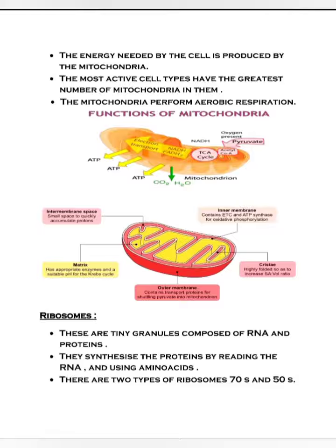These are tiny granules composed of RNA and proteins. They synthesize proteins by reading the RNA and using amino acids.